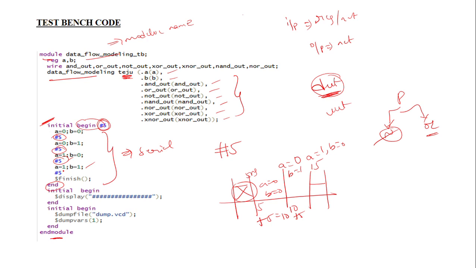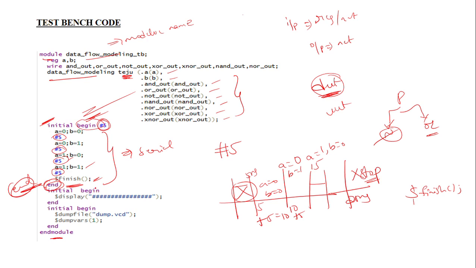Also, after 5 nanoseconds of changing, you have to stop, so 5 plus 5 is 10, 10 plus 5 is 15, 15 plus 5 is 20, 20 plus 5 is 25. After 25 nanoseconds your simulation will be stopped here. No further simulation. That's why we have to use $finish, to stop the simulation at a particular time. For this begin we have to stop, so we use end here.